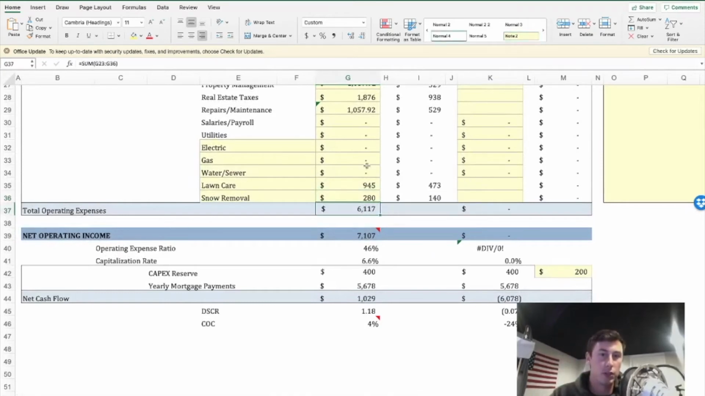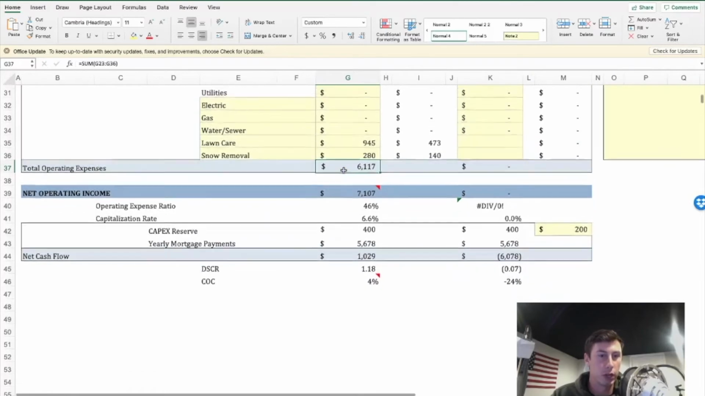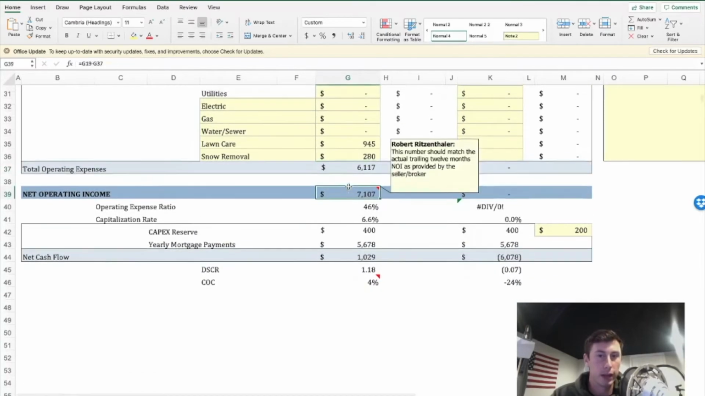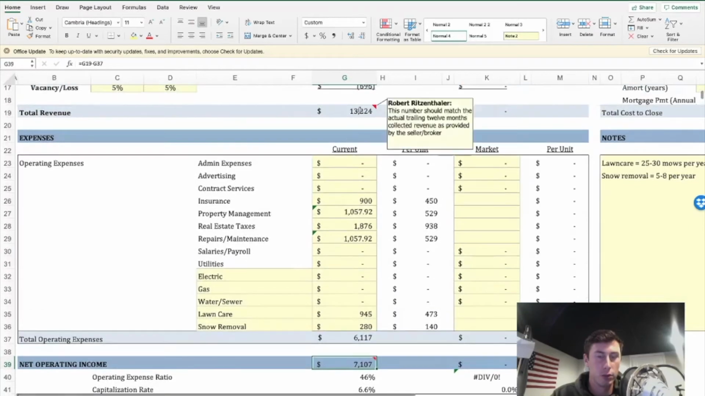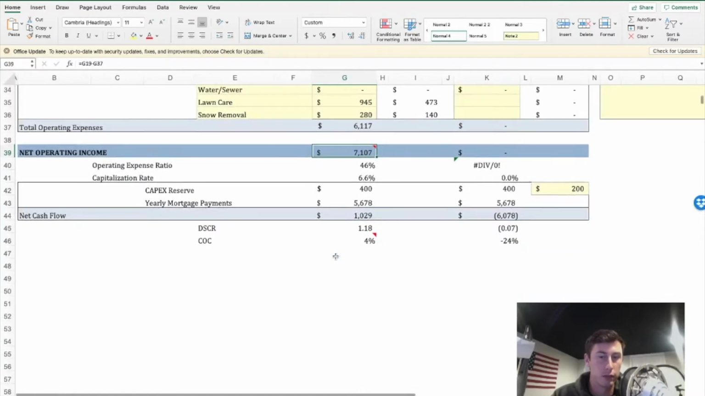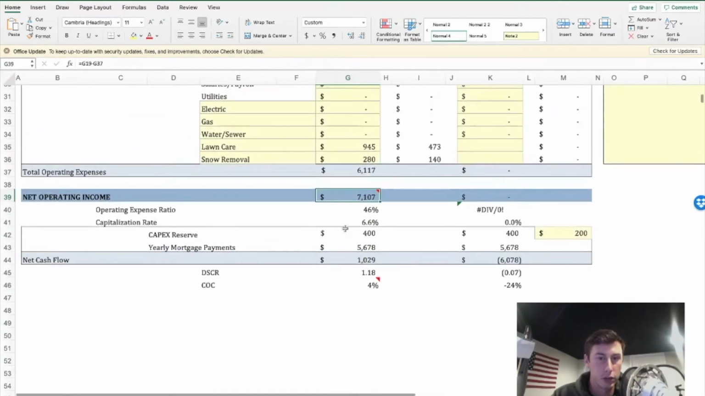Okay, so all these expenses added up equals $6,117 per year. And then moving down, we have the net operating income. So that is the gross income subtracting all these expenses equals $7,107. Now, here's just some details.